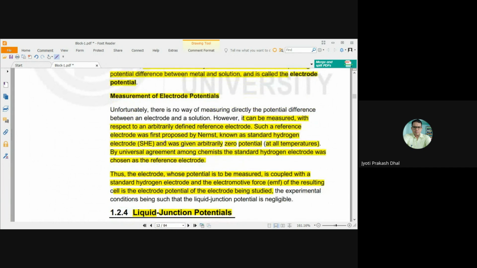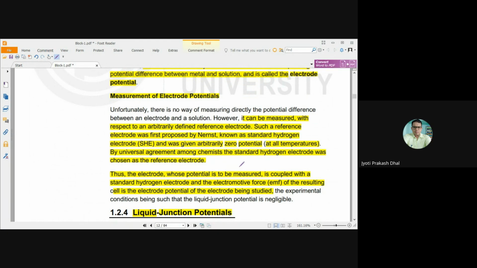Now coming to measurement of electrode potential. The direct measurement of potential difference between the electrode and the solution is not possible, but it can be measured with respect to an arbitrarily defined reference electrode.